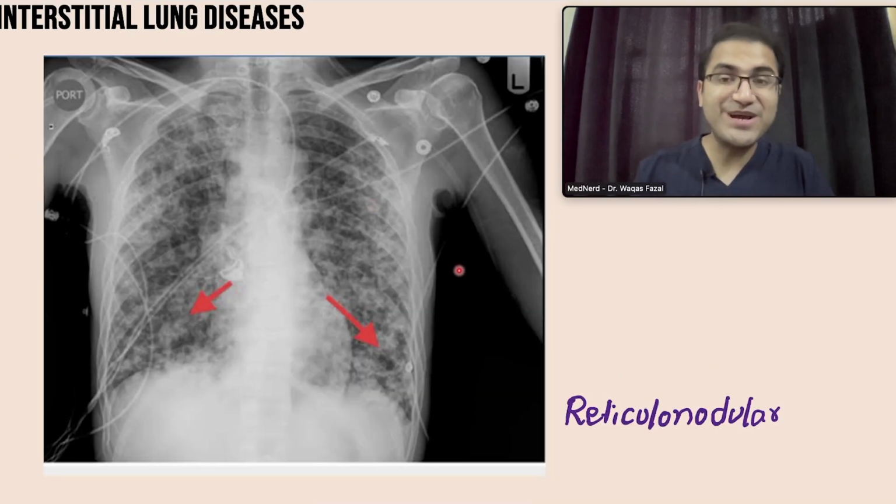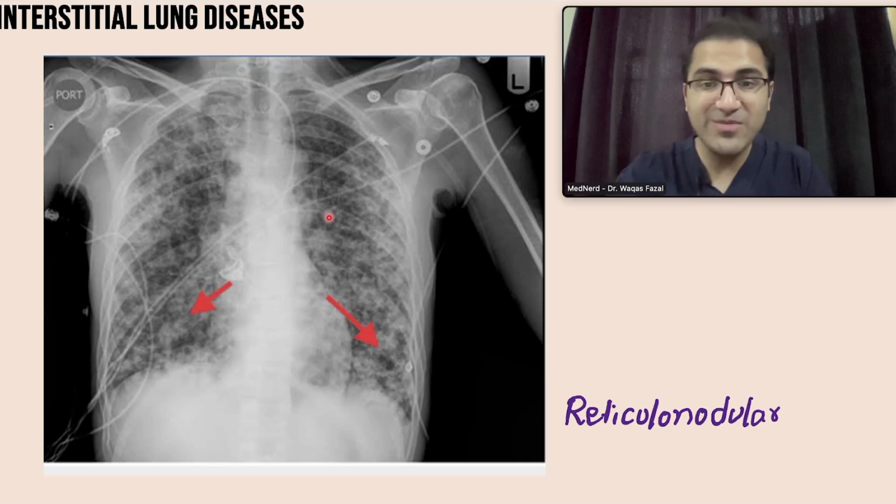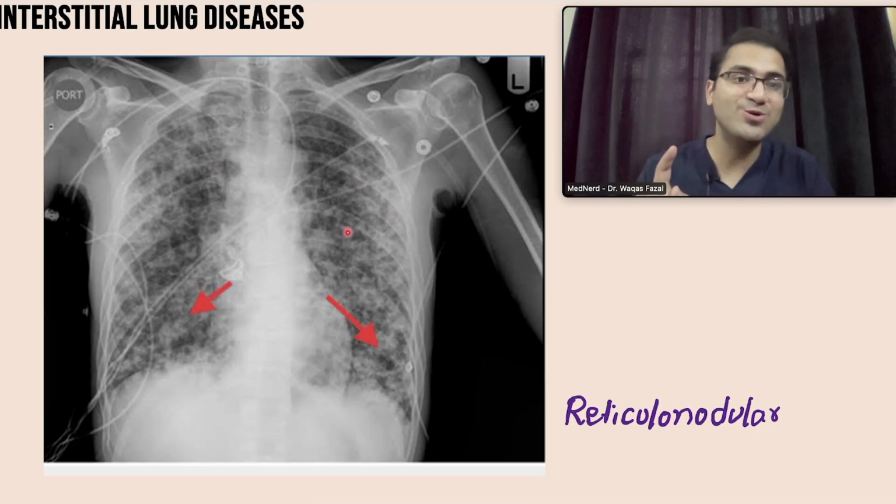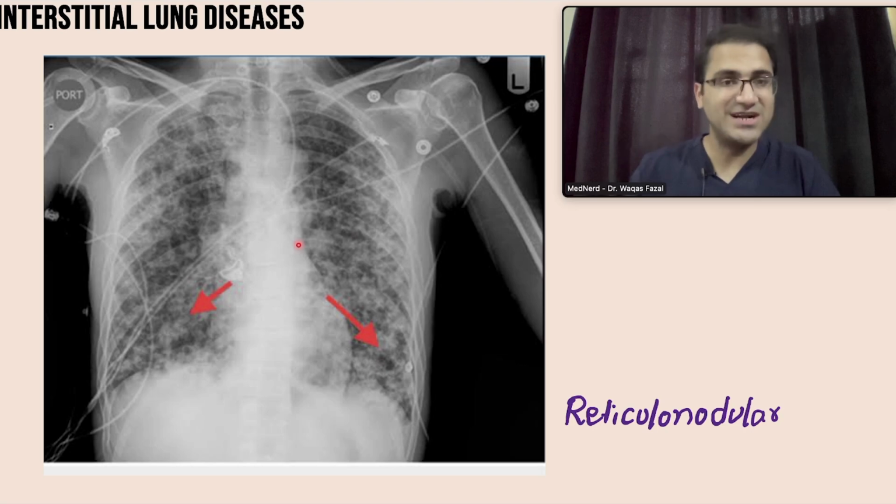This is a picture showing a reticulonodular pattern where you are able to appreciate the nodules. Look over here, this is a nodule, this is a nodule, and you are also able to appreciate the lines. The lines are also there. If you focus on this X-ray, you will be able to find the lines as well as the nodules. That is called a reticulonodular pattern in interstitial lung diseases.